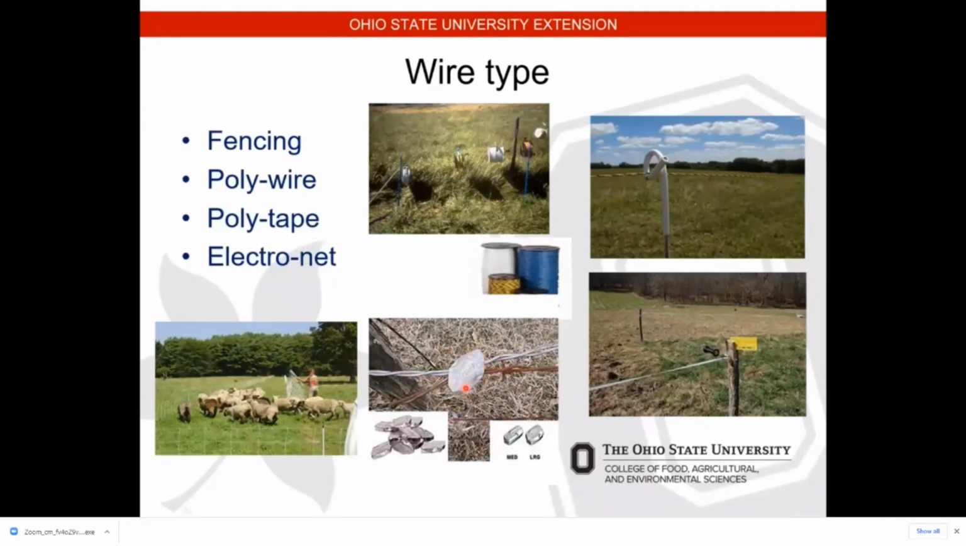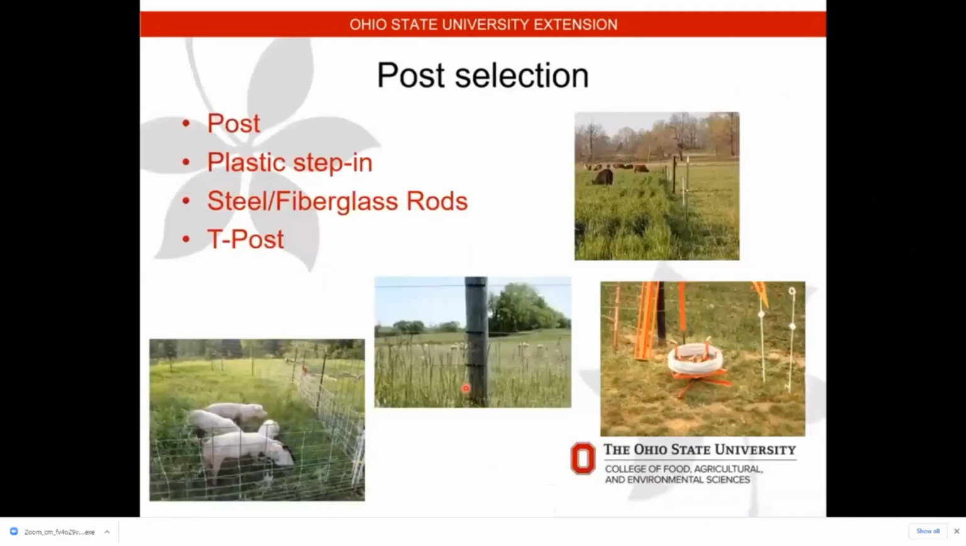Post selections: step-in post, wood post, steel post. You can use them in combinations. Here you can see they've got these steel posts with pigs inside hog panels, and they probably had to put the electric fence in there because hogs, they'll root up anything. I don't care how many steel posts you got in there, they'll pull them up out of the ground and go under it. So that's probably why they had to put the electric in there. But there are all kinds of different selections that you can use.